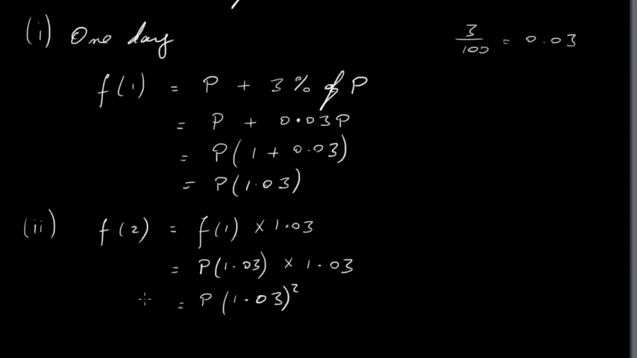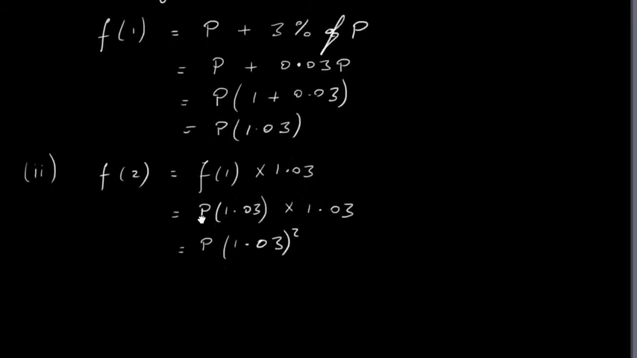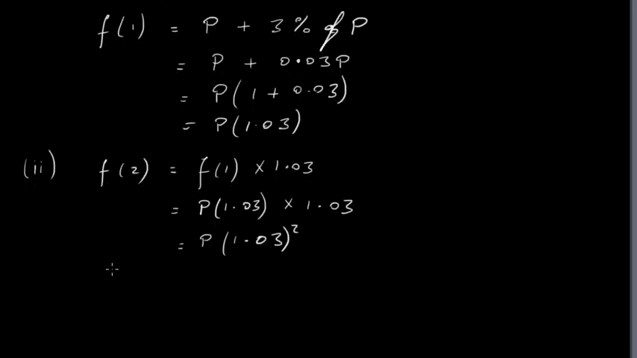So what we actually find is, in fact, that f of x is just going to be p times 1.03 to the power of x. So if it's 5 days, x will be 5. If it's 10 days, x will be 10. We just raise 1.03 to the power of 5 or 10 or whatever the number of days is. So this is our general formula then.